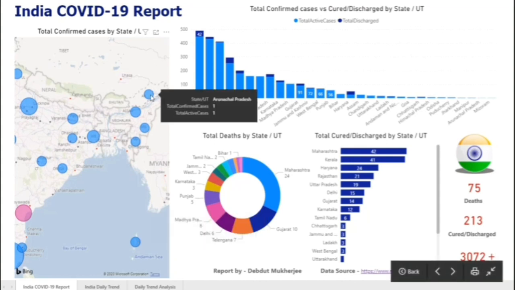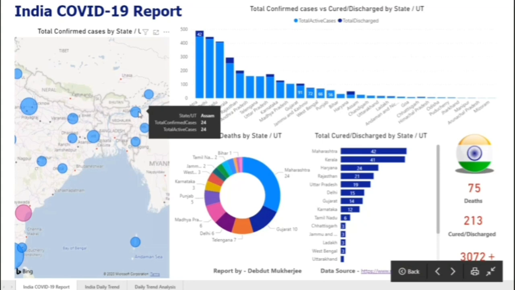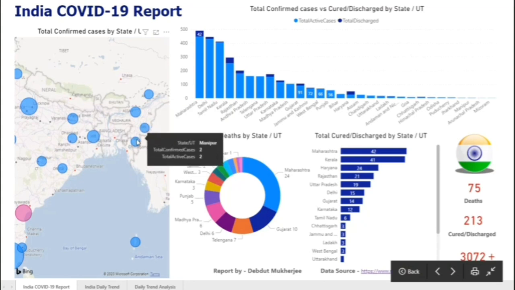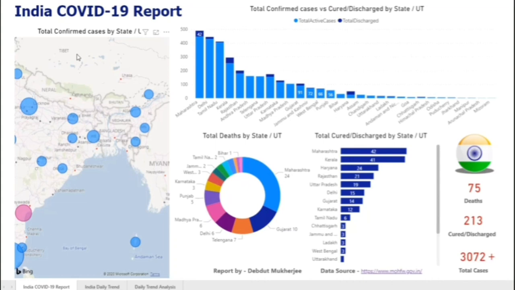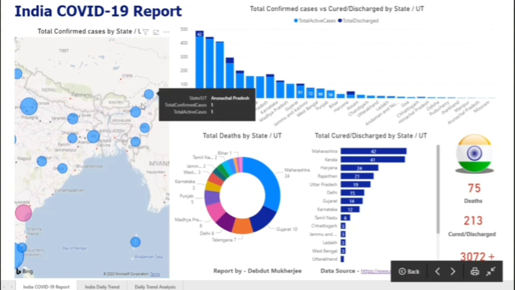Likewise, in the case of Arunachal Pradesh, Assam, Manipur, Mizoram. In most of the eastern states in India, if people are getting affected, it's very hard for them to recover. Probably there's a lack of healthcare facilities or equipment there, or a lack of hospitals or skilled doctors, which is probably the reason why people getting affected are not recovering.